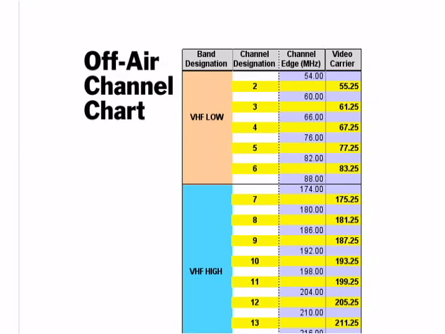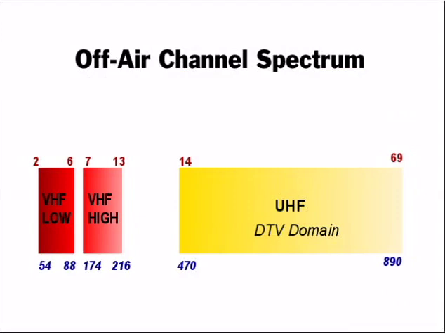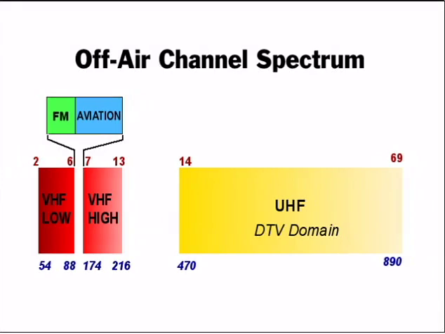6 MHz TV channel. Notice that the VHF channels are divided into two groups, channels 2 through 6 and 7 to 13, sometimes referred to as the low and high VHF bands, at 54 to 86 and 174 to 216 MHz respectively. Between these bands lie a number of other radio services, such as FM stations between 88 and 108, and aviation band between 108 and 136 MHz. UHF channels 14 through 69 occupy channel frequencies from 470 to 890 MHz.